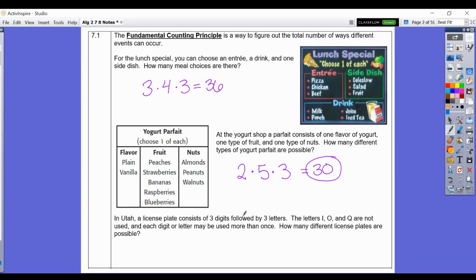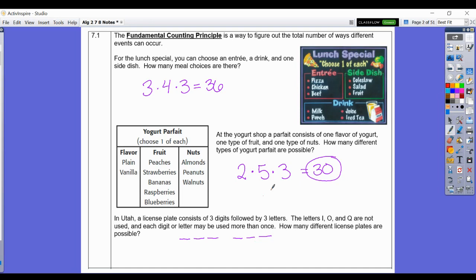One more question down here. In Utah, a license plate consists of 3 digits followed by 3 letters. And a lot of states are this way. Sometimes it's letters first. The letters I, O, and Q are not used because they're hard to read from a distance. And each digit or letter may be used more than once. How many different license plates are possible?